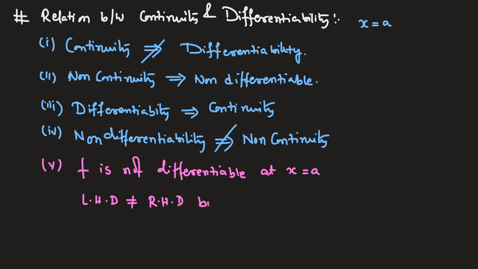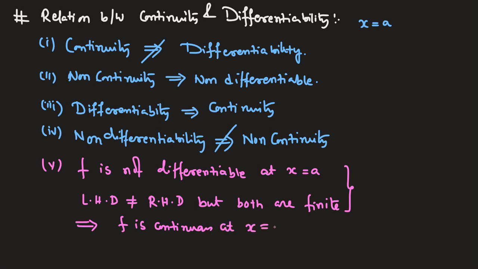But the extra condition is that both the left hand derivative as well as the right hand derivative are finite. If both are finite, then this always implies f is continuous at that point a. So your function at that point is not differentiable, that means the left hand and right hand derivatives are not equal, but they should be finite.